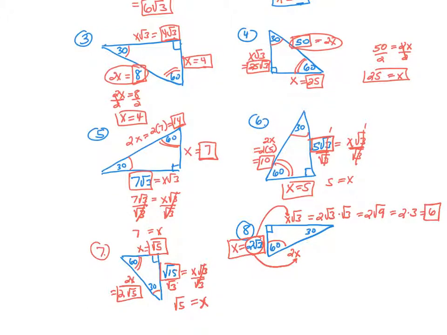Okay, so the side opposite 60 this time around is a whole number. Okay, for this hypotenuse, we're going to take 2 times x, so 2 times 2 square root of 3, and that's simply going to give us 4 square root of 3. Again, it's double that short side.